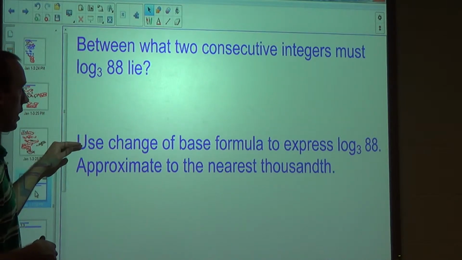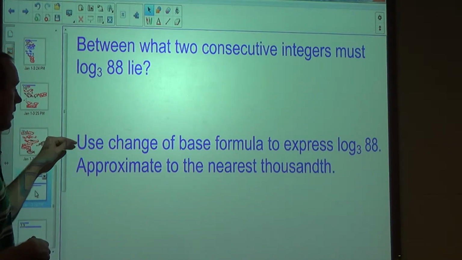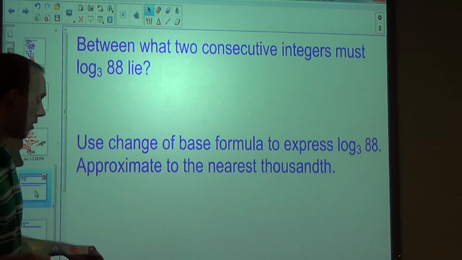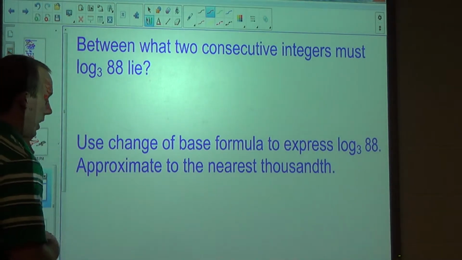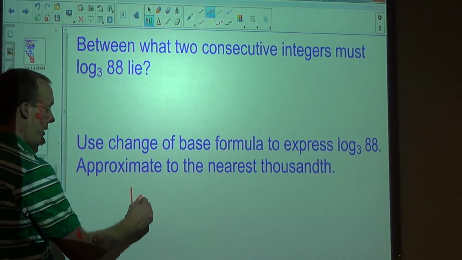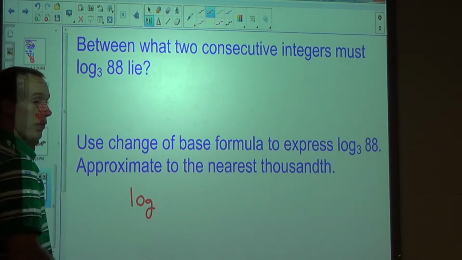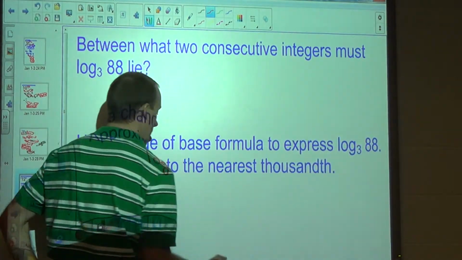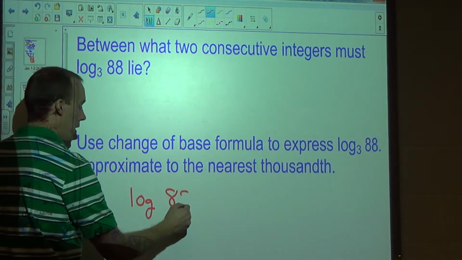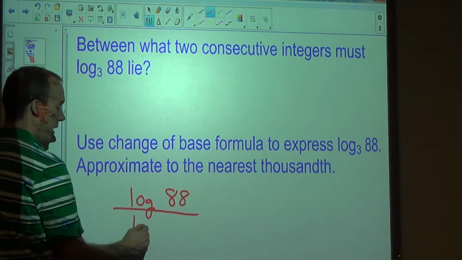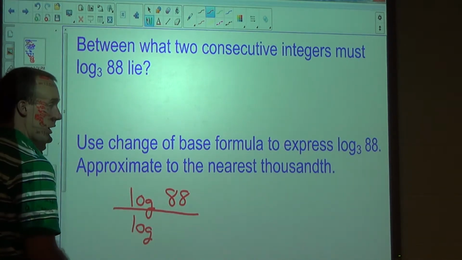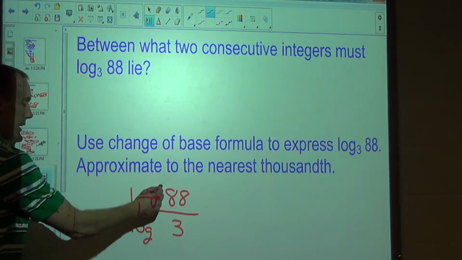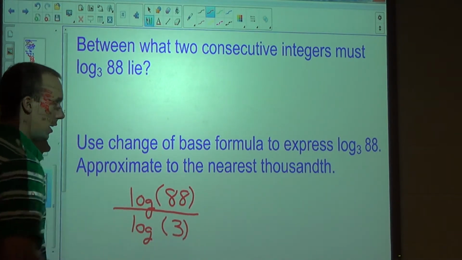Well, let's actually jump down to here. We can't plug that in exactly. Let's use the change of base formula to express that and then solve it that way. Who remembers what the change of base formula was? It was log of the big font number, so which one's the bigger font number here? 88's the bigger sized font, divided by log of the smaller font, or the subscript, which would be what? 3. So in your calculator, here's how you can solve that.